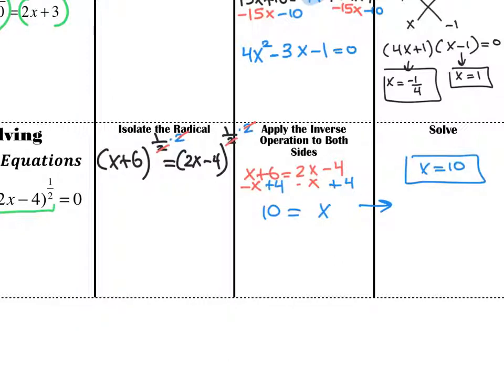Now I need to always double check if this is gonna work. So I'm gonna plug it in. 10 plus 6, that's 16 to the power 1 over 2. So as if I'm finding the square root of 16, which is 4, minus 2 times 10, that's 20, minus 4, that's also 16 to the power 1 over 2. So that's also 4. So 4 minus 4 is 0. So I plugged it in and it did work.